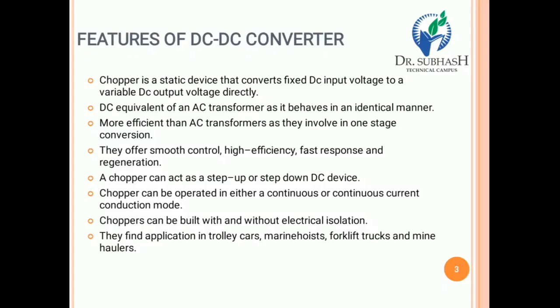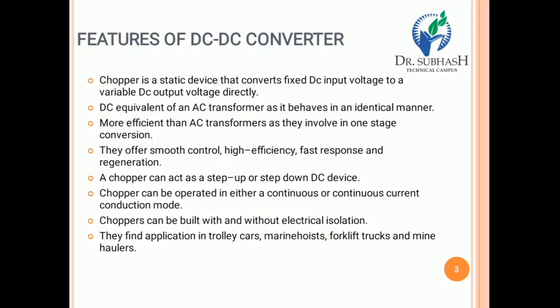Is it clear? What is the basic function of a DC to DC converter? Basically it is a static device that converts fixed DC input into variable DC output. It is the DC equivalent of an AC transformer and behaves in an identical manner. It is more efficient than an AC transformer as it involves one stage conversion. They offer smooth control, high efficiency, fast response and regeneration.